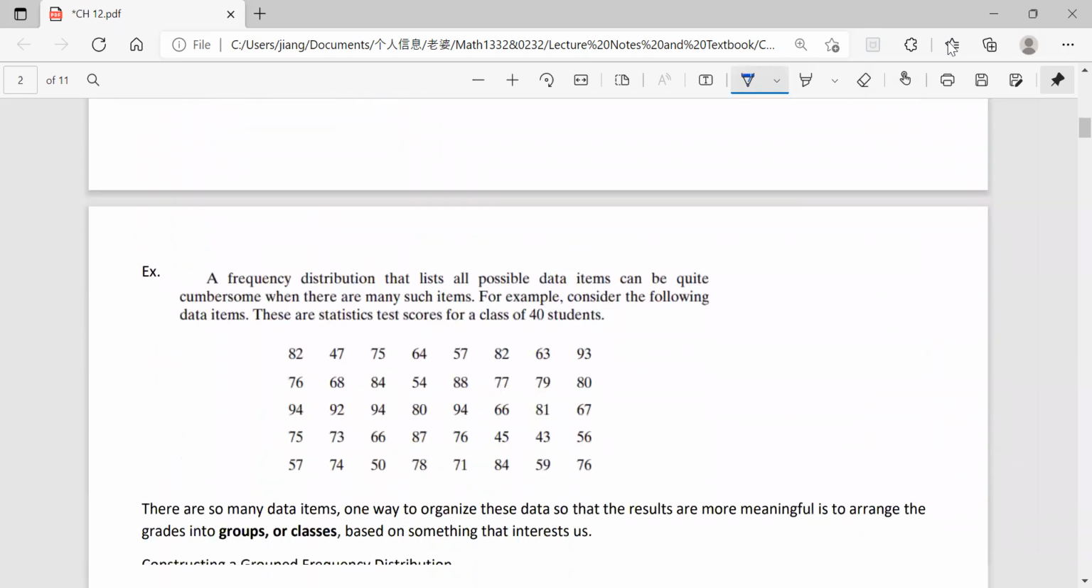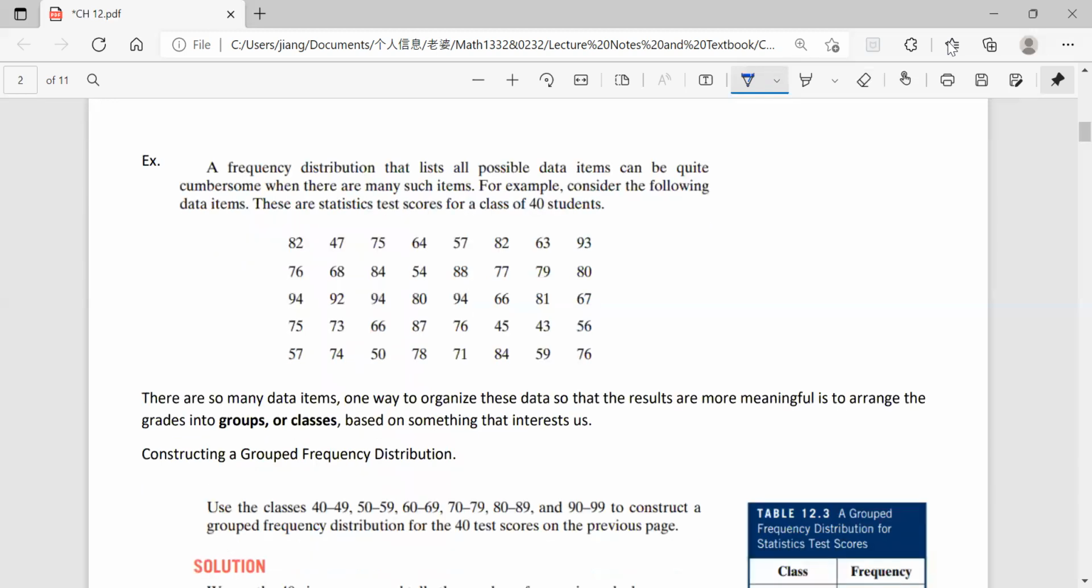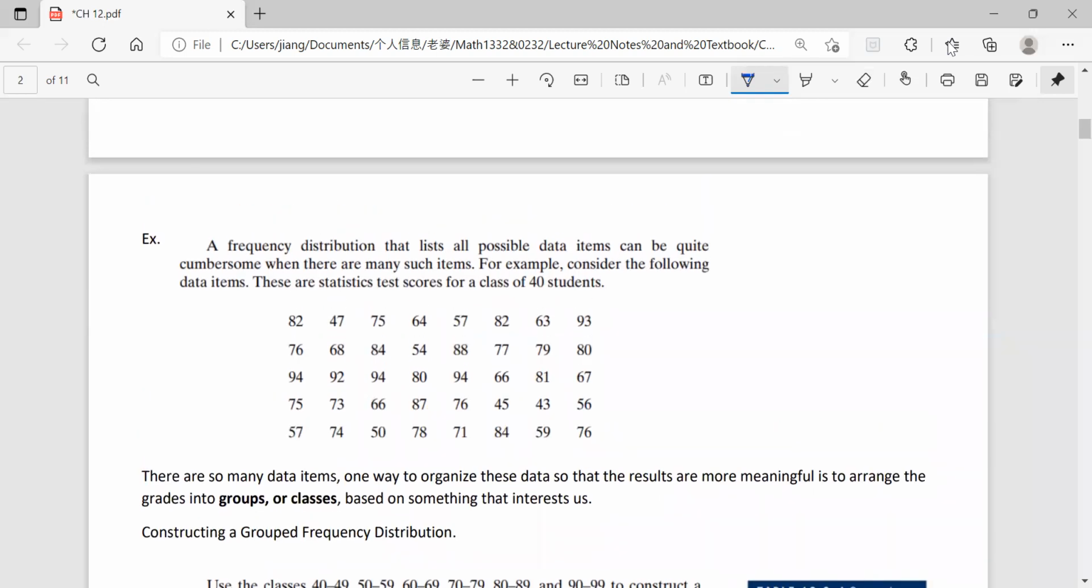Okay, next part. A frequency distribution that lists all possible data items can be quite cumbersome when there are many such items. For example, consider the following data items. These are statistics test scores for a class of 40 students. If you use the previous way, we list the score on the left-hand side. Maybe I put score.